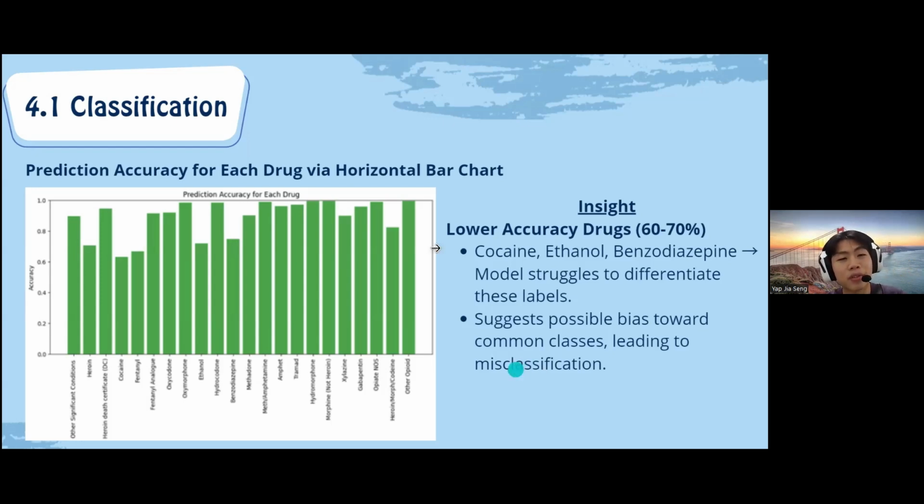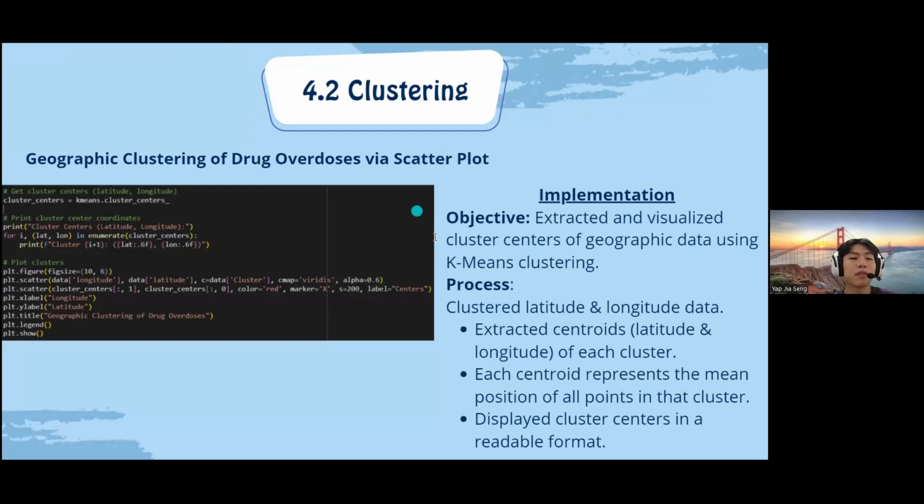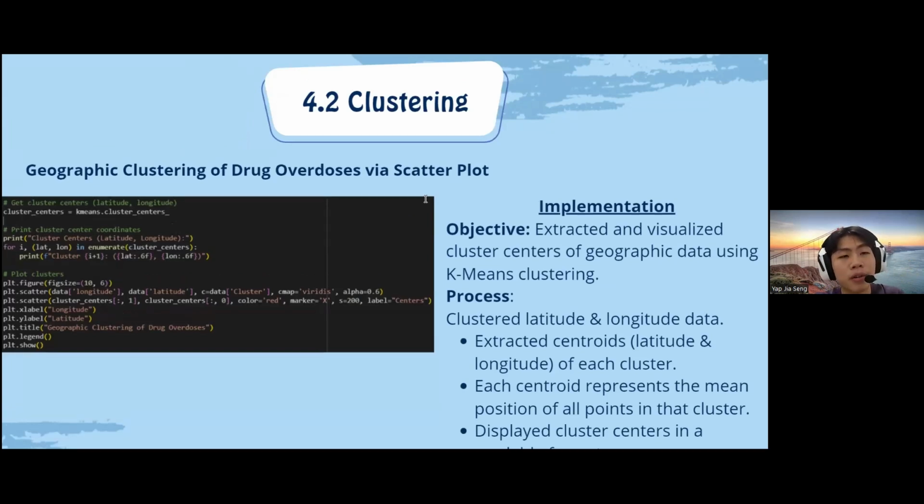So let's move to the next one. This is the plot for the clustering problem. Our goal was to identify the geographic clusters of overdose incidents. Here is how we approached it. We used K-means clustering to group the latitude and longitude data. The algorithm identified the cluster centroids, which represent the mean position of all points in a cluster. We extracted these cluster centers and displayed them in a readable format for analysis.